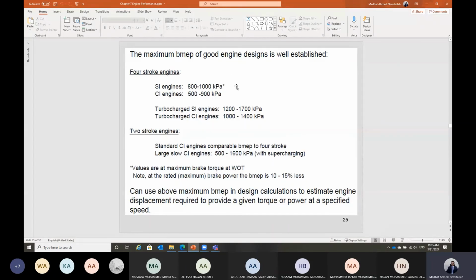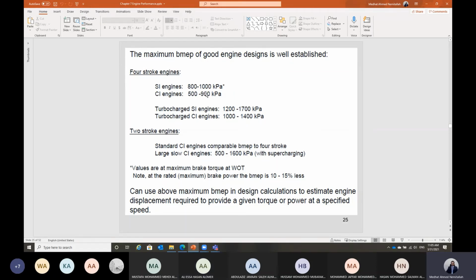Okay, usually when we start designing a car or engine, we have values of the highest or maximum brake mean effective pressure already defined for a spark ignition engine and also for a diesel engine. If you look here, a spark ignition engine usually has higher brake mean effective pressure than a diesel engine. But why is that? Why do spark ignition engines have higher brake mean effective pressure? Exactly, Ali. So this is related to the engine size.